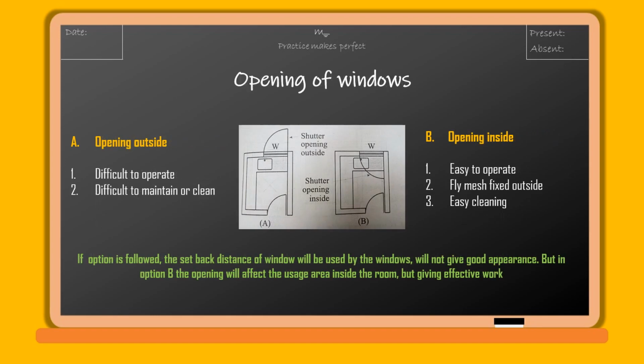The window must open inward, because otherwise it may cause an accident. If someone is near the window opening area, they will be hurt by the opening of the window. So the window must open inside, and this will be easy to operate and maintain.